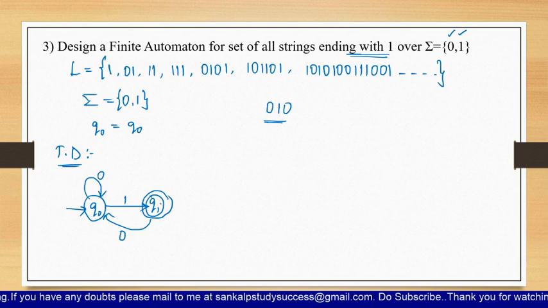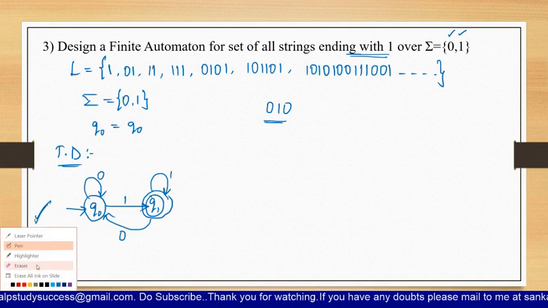But now we have to apply 1 to Q1 in order to make it a DFA. So if you apply 1 and take a self loop, that means any number of ones can be accepted, which is nothing but it is again reaching the final state. So in this way we are going to draw the transition diagram.